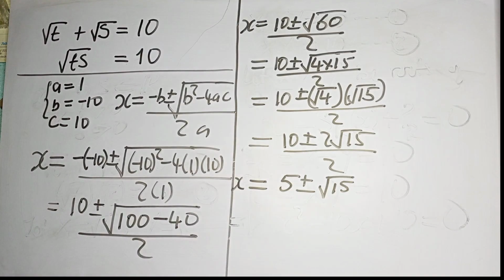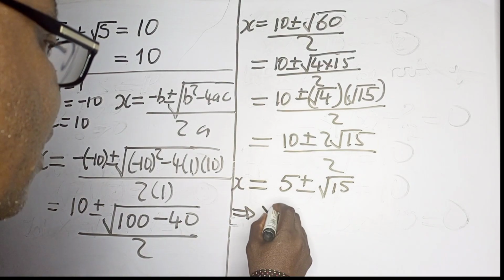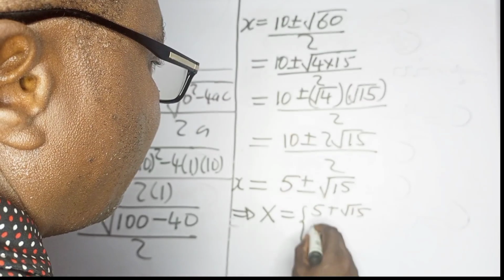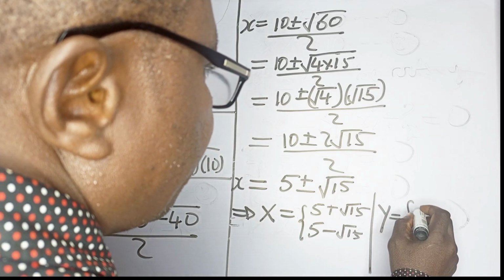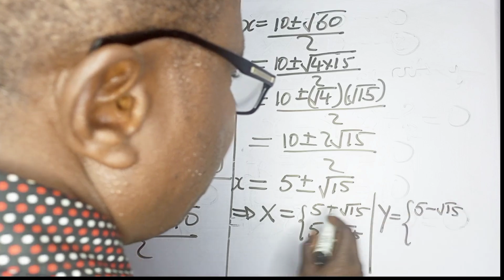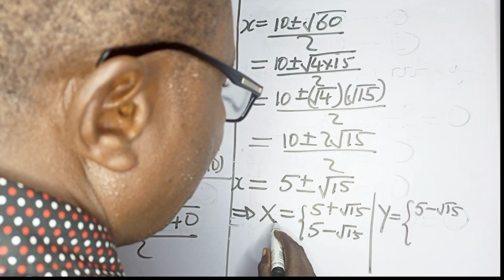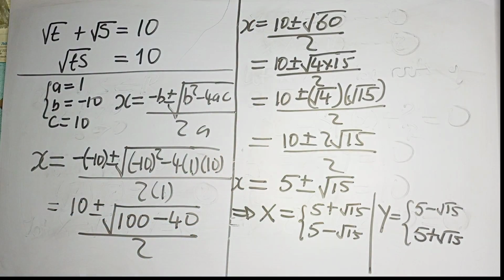These are the values of the roots of that quadratic equation. Remember, these are the values of capital X and capital Y. So this simply means that capital X can either be 5 plus root 15 or 5 minus root 15. And capital Y can either be 5 minus root 15 or 5 plus root 15. If capital X is 5 plus root 15, capital Y will be 5 minus root 15, the other value. And if capital X is 5 minus root 15, capital Y will be 5 plus root 15. Okay, so these are the possible values of capital X and capital Y.